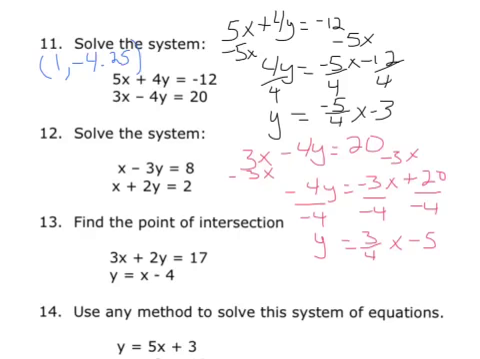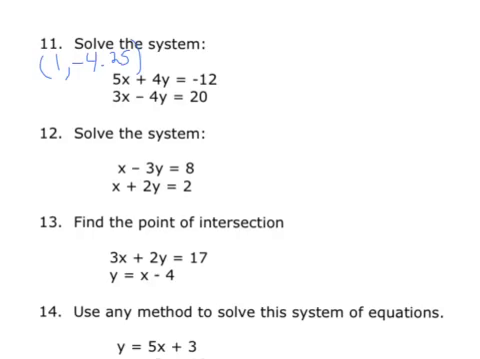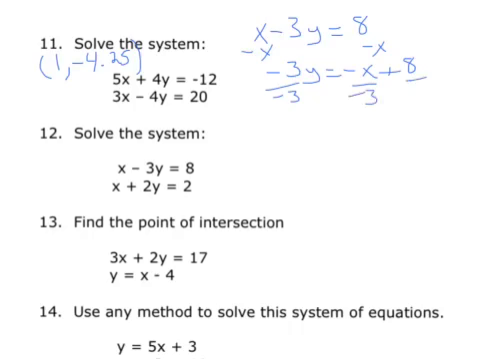Okay, for number 12, we are going to solve the system again. So we are going to find the intersection point of these two lines. I will set the first one up and solve for y. So we need to move the x to the other side. I'm left with negative 3y equals negative x plus 8. And divide everything by negative 3. And we get y equals 1/3 x minus 8/3.